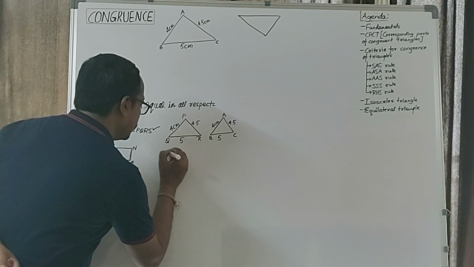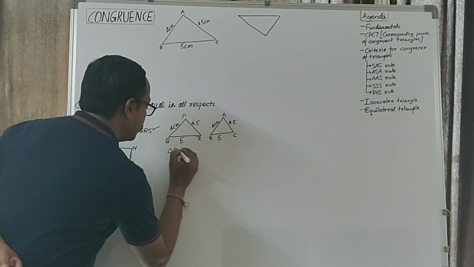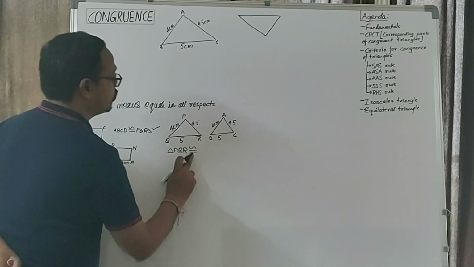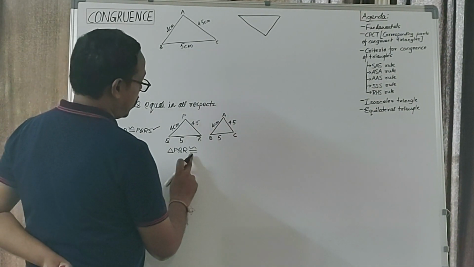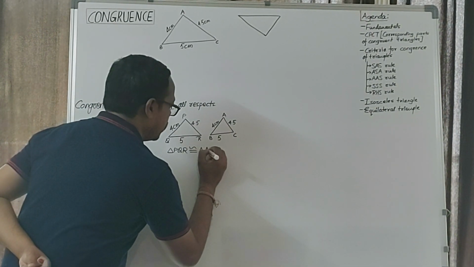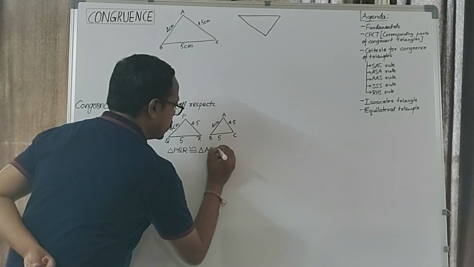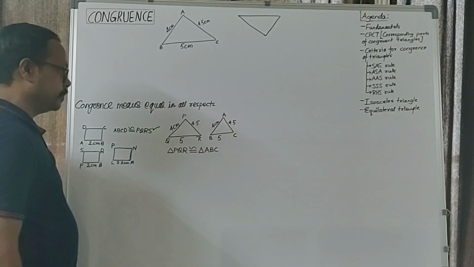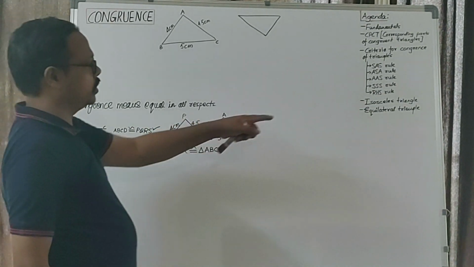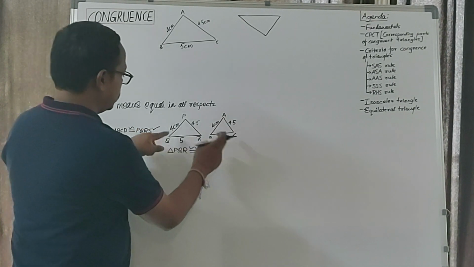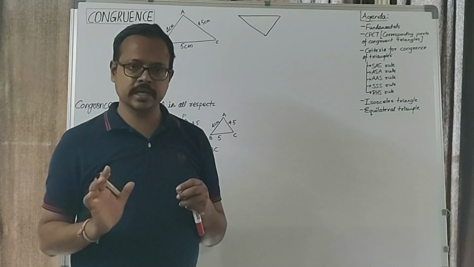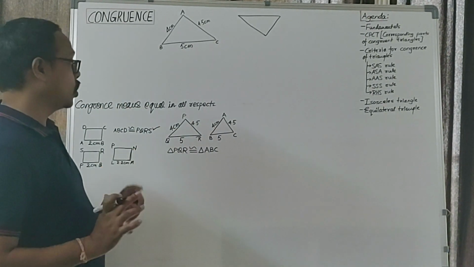So what will we write as a statement? We will write that triangle PQR is congruent to, this is the symbol of congruence, triangle ABC. Then we will say which rule we applied. This is one of the rules that is called SSS: side, side, side. All three corresponding sides are equal, so we can say that they are congruent.